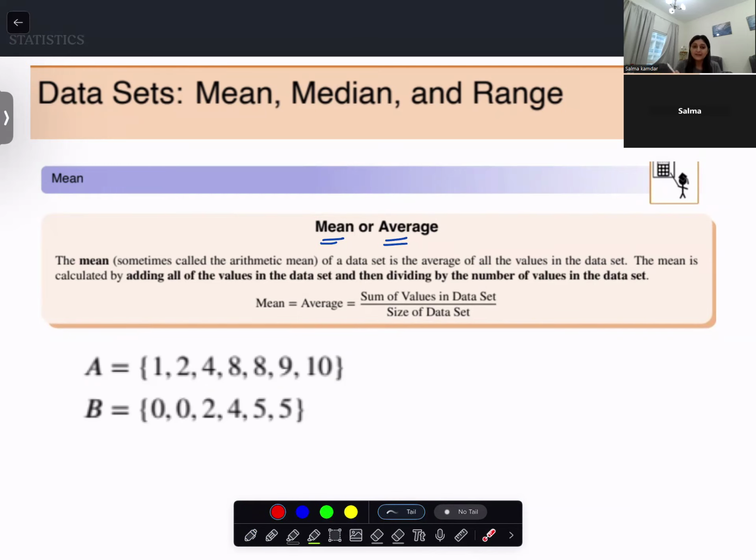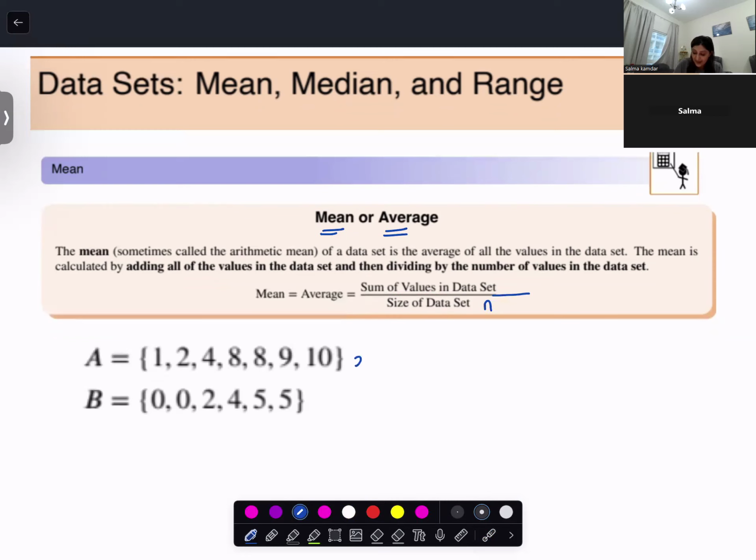How do you calculate the mean? You add all the values in your data set and you divide it by the number of values. So you will get your mean. Mean is nothing but your average. You add all the values in the data set and divide it by the size of the data set, that we could say is n. So if I say my values are x, the mean would be summation of x divided by n.